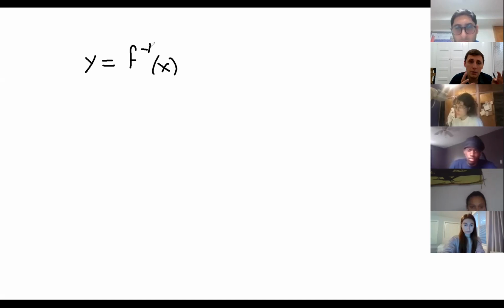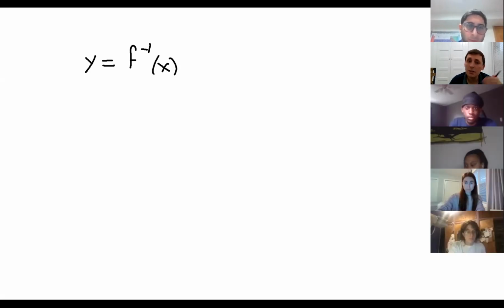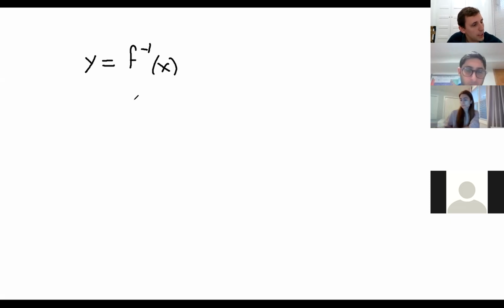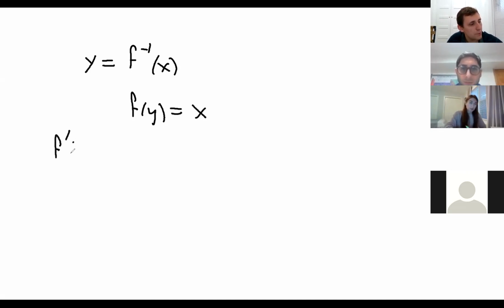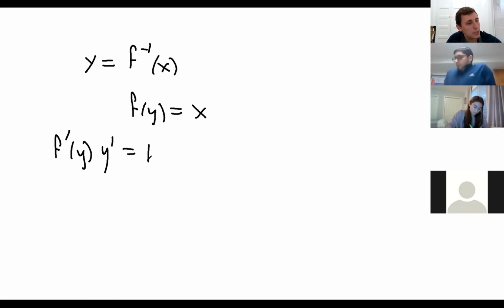Apply to both sides of the equation. What? To both sides of the equation, I apply f. So if I apply f to y, I will get x. Now, what's the derivative of the left side? The derivative of the left side is f prime y times y prime, where y prime is what I'm seeking. Y prime is the derivative that I want. It's equal to 1. So what is y prime? It's 1 over the derivative of f at y.